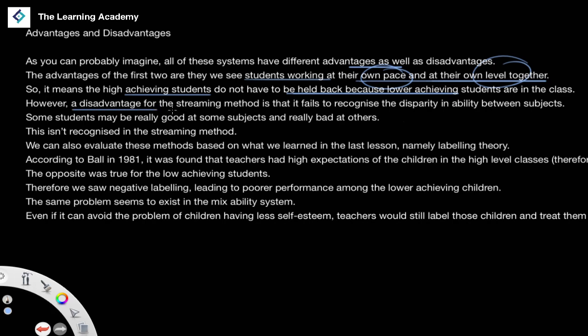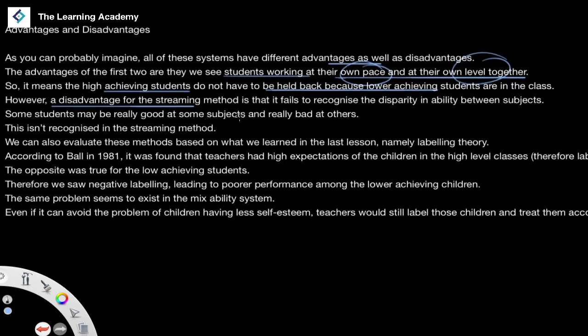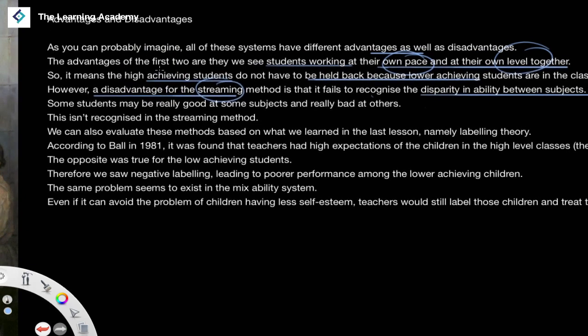However, there are obviously disadvantages to this system. Okay, it fails to recognise, specifically streaming, the method where we sort people by ability and they stay in the same class. Okay, this method fails to recognise the disparity in ability between subjects. Okay, there are very few students within a particular year group who are excellent at every single subject.